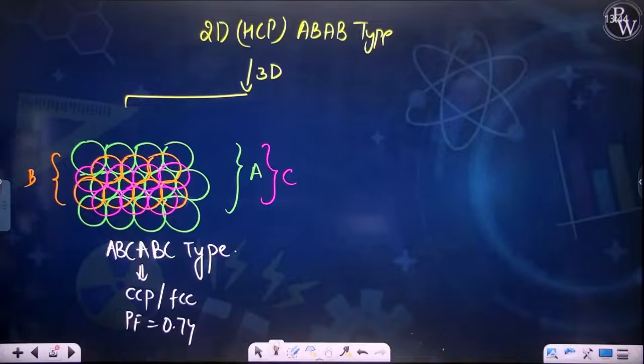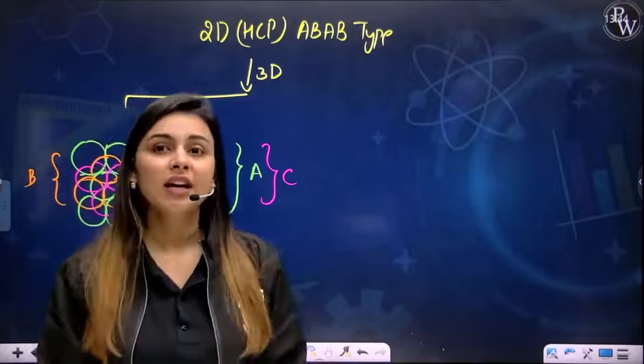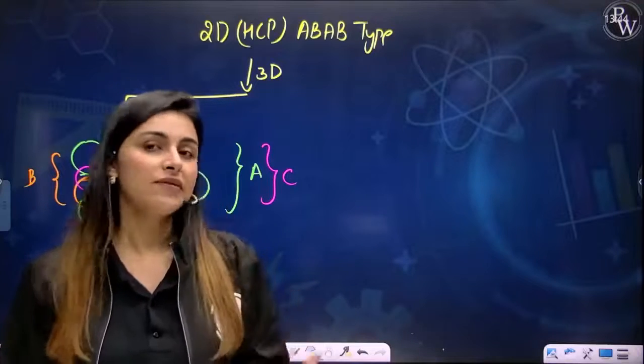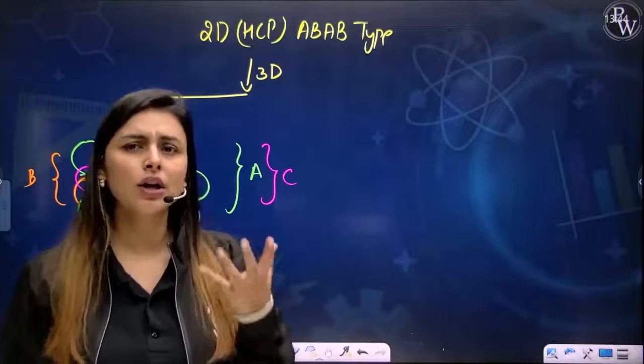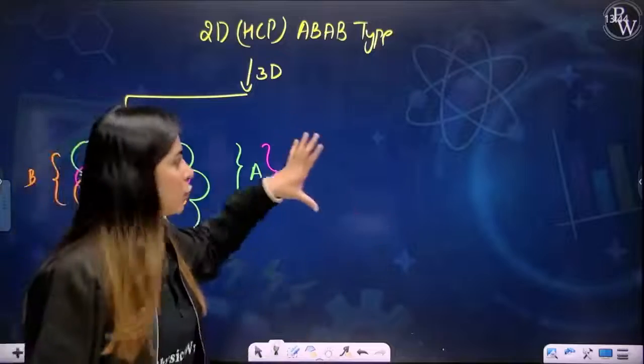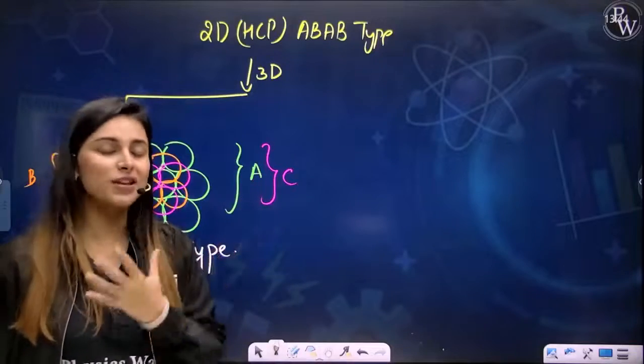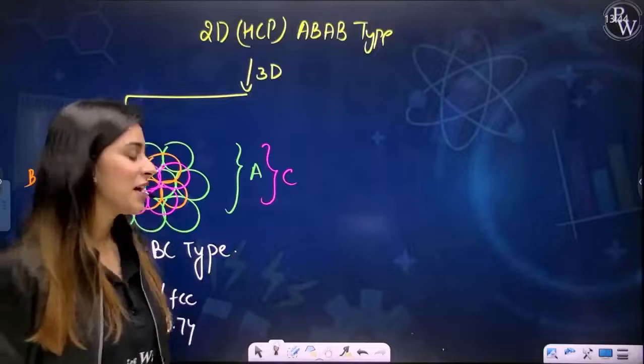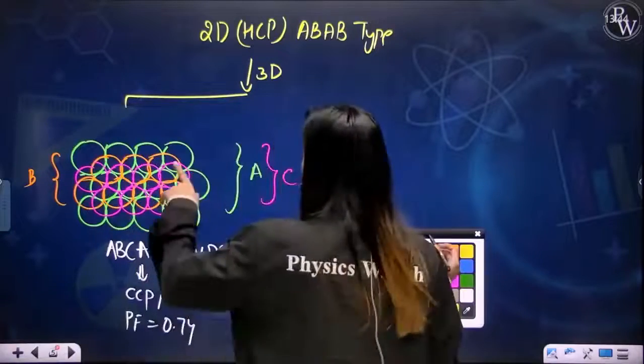Okay, perfect. Now let's try to draw the FCC lattice. Can we draw it or not? This part which I am going to discuss now is out of your syllabus. I just want you to imagine it, so I am making it for you. Okay, so first layer is A.